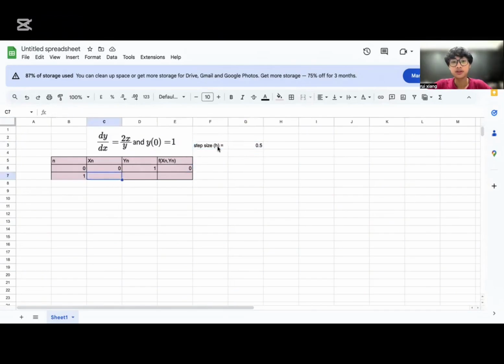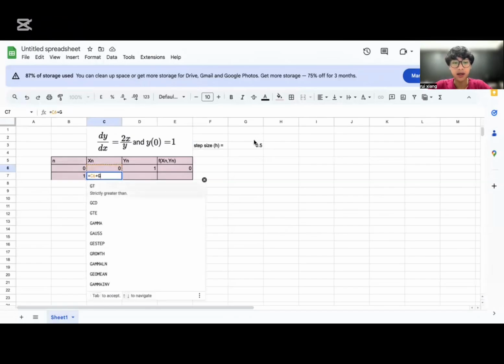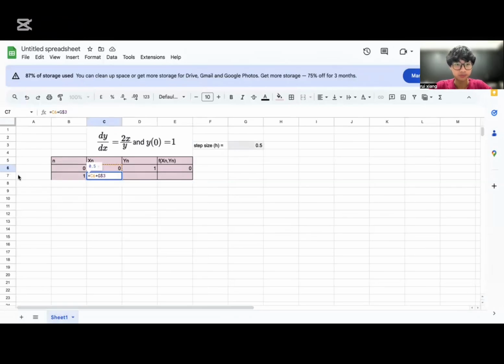The reason we are using such a small step size instead of 1 or 2 is because the smaller your step size is, the more incremental it gets and the more precise your value will be. So I will take the initial x value plus h, but I won't use the direct value because I want it to be incremental, so I use $3. Okay, that's the first value. And for y, I'll do something similar. I'll take the y value plus h ($3), but I'll multiply it by the gradient. Then after this, I'll just drag this down.